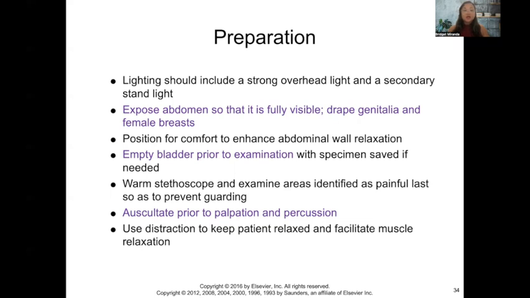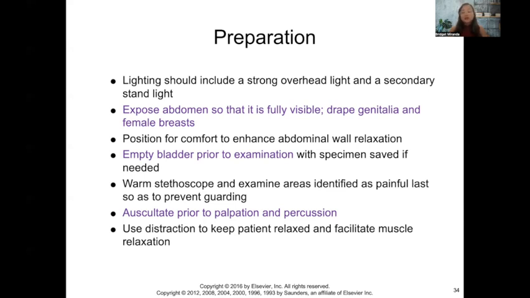appropriately, and you want to position them for relaxation. So when they're supine, you don't want them to be completely supine. Have them just bend their knees just slightly so that they're comfortable. What's really important too is having them empty their bladder before an examination. And this is true for your partner as well in lab. Make sure that you are comfortable before you start tapping around and pressing around because we will be palpating. Make sure your stethoscope is warm and clean.